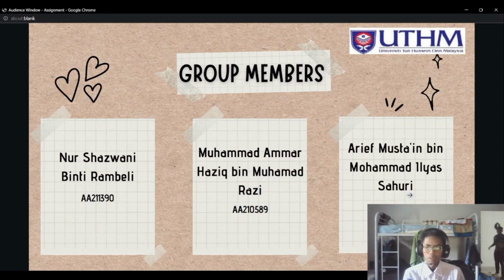The first one is Nur Syazwani binti Rambeli. Her matric number is AA211390. The second one is Muhammad Ahmad Haziq bin Muhammad Razi. Matric number AA210589. And the last member is myself, Arif Musta'in bin Muhammad Ilyasawi. Matric number AA211306.